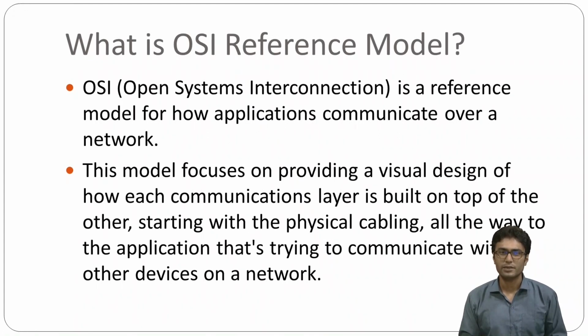So OSI means Open Systems Interconnection, a reference model for how applications communicate over a network. This model focuses on providing a visual design of how each communications layer is built on top of the other, starting with the physical cabling all the way to the application that is trying to communicate with other devices on a network. A reference model is a conceptual framework for understanding relationships actually.